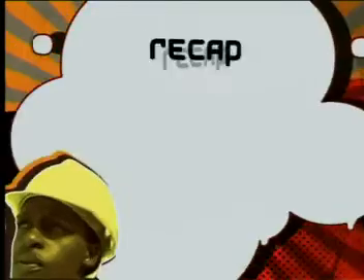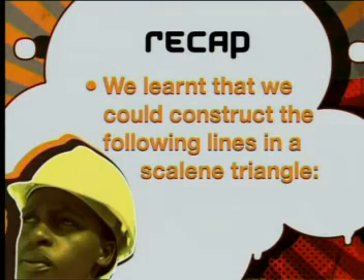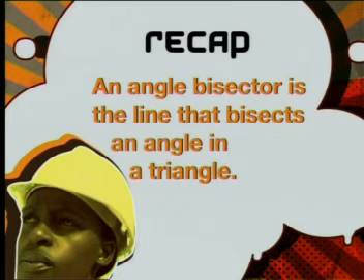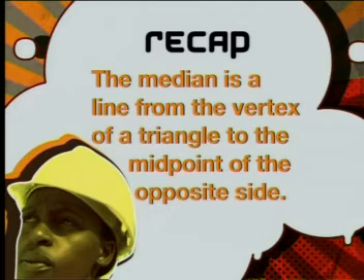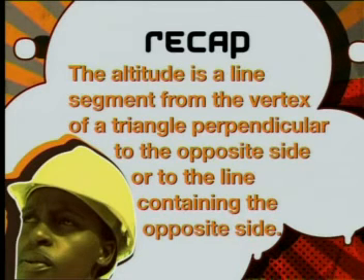While we investigated all these triangles, we discovered that we could draw special lines in each of these triangles. Can you remember what these lines are? We learned that we can construct the following lines in a scalene triangle. Angle bisector, the line that bisects an angle of a triangle. Perpendicular bisector, the line that bisects a line segment at a 90-degree angle. Median, a line from the vertex of a triangle to the midpoint of the opposite side. Altitude, a line segment from the vertex of a triangle perpendicular to the opposite side or the line containing the opposite side.